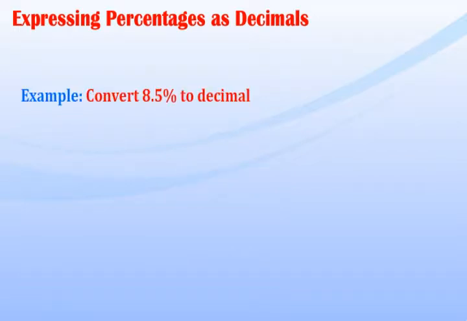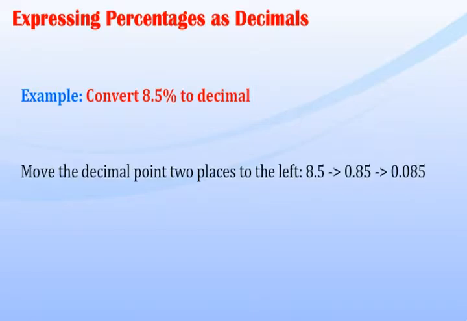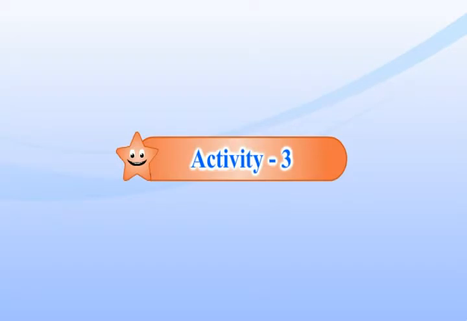Example, convert 8.5% to decimal. Move the decimal point 2 places to the left. 8.5, 0.85, 0.085. Answer: 8.5% is equal to 0.085. Activity 3. Express as decimals.